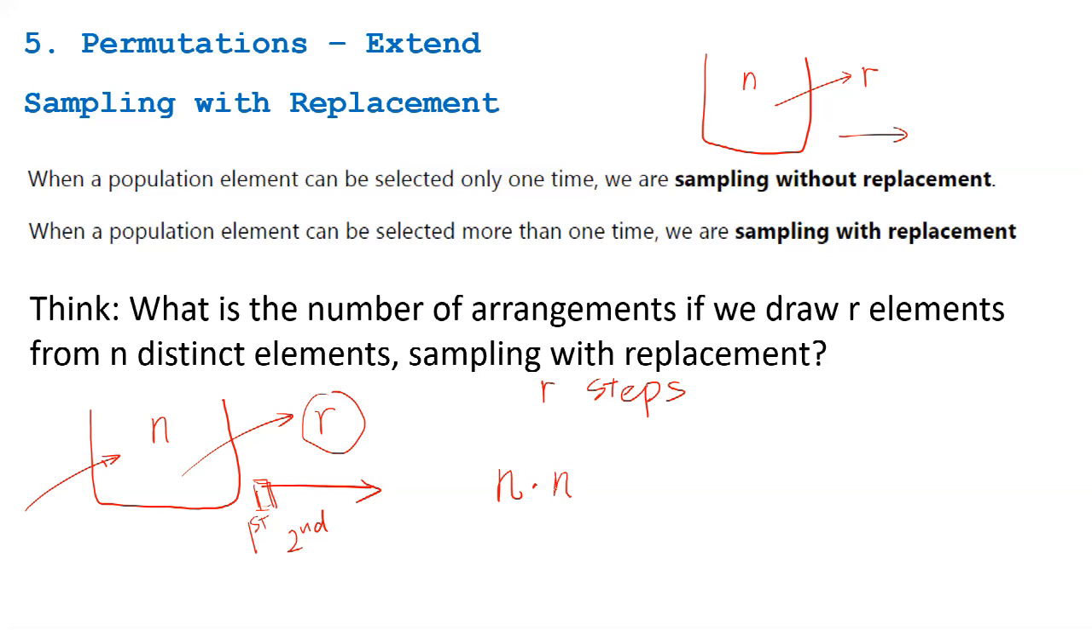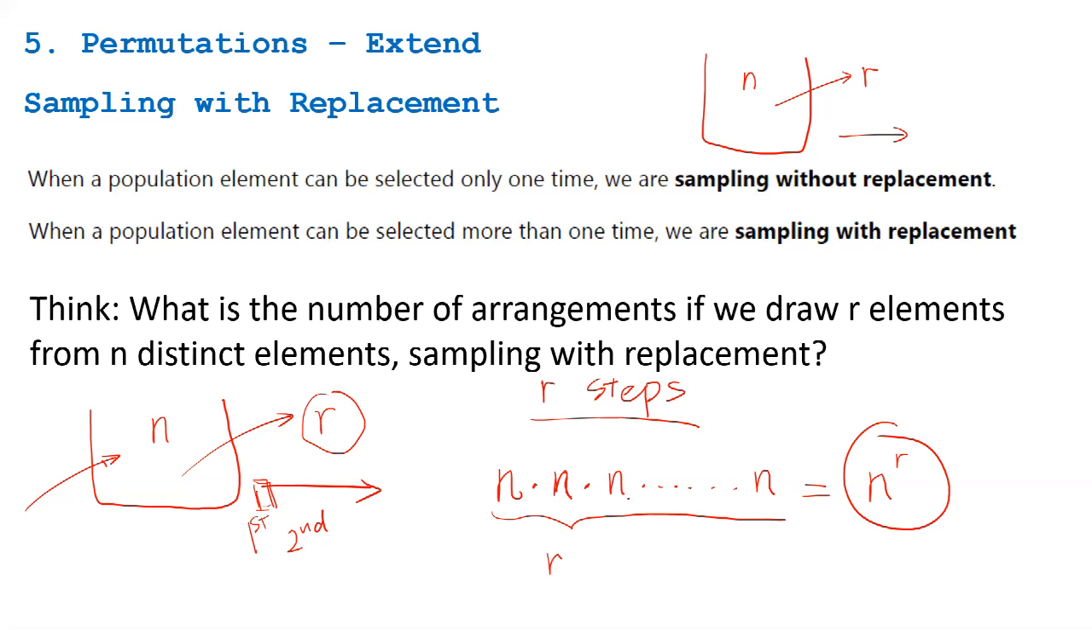So times n for the second step. So how about the third step? Third step, we also have n different choices. And this is for all the steps until the last step. For the last step, again, we have n different choices, right? So how many n's here? Because we have r steps, so there must be r n's, right? So this equals n raised to the r power, right? Okay, so let's make a summary.